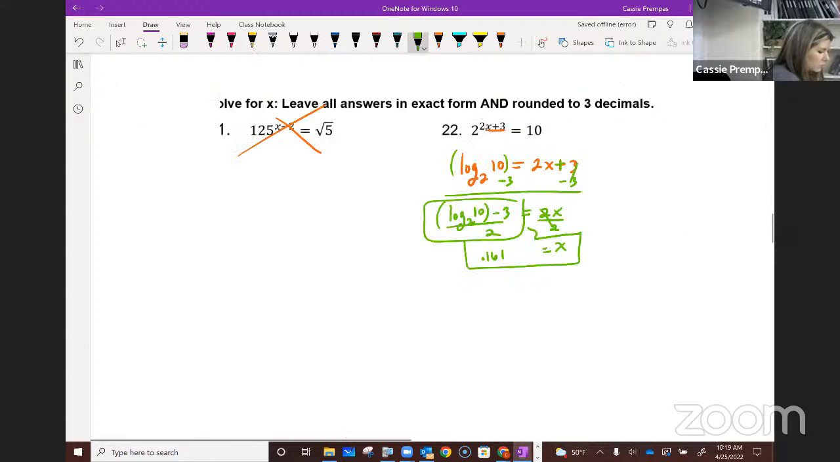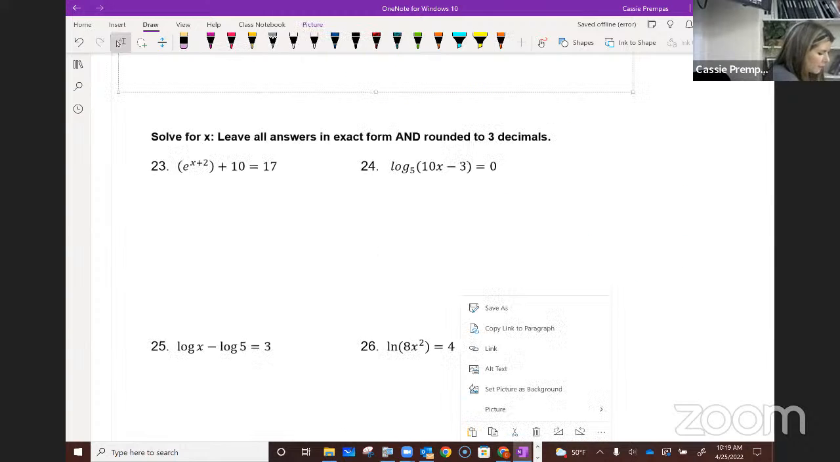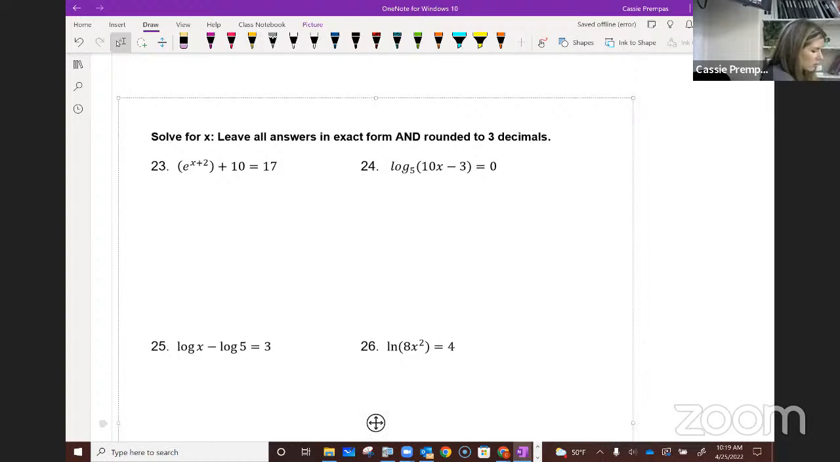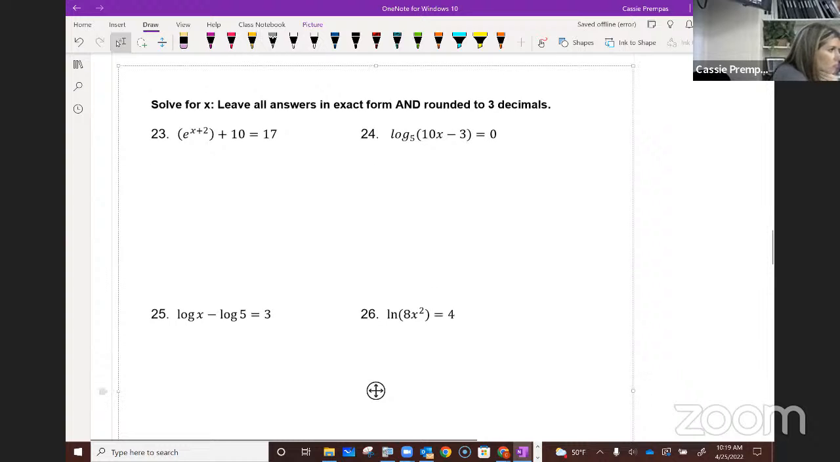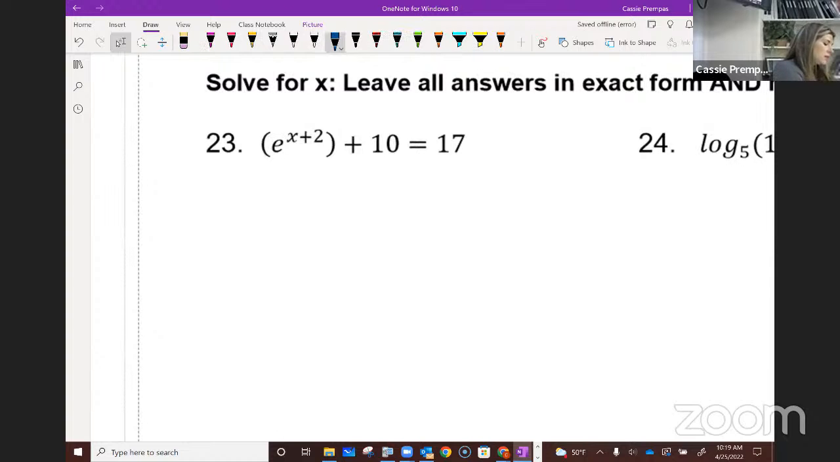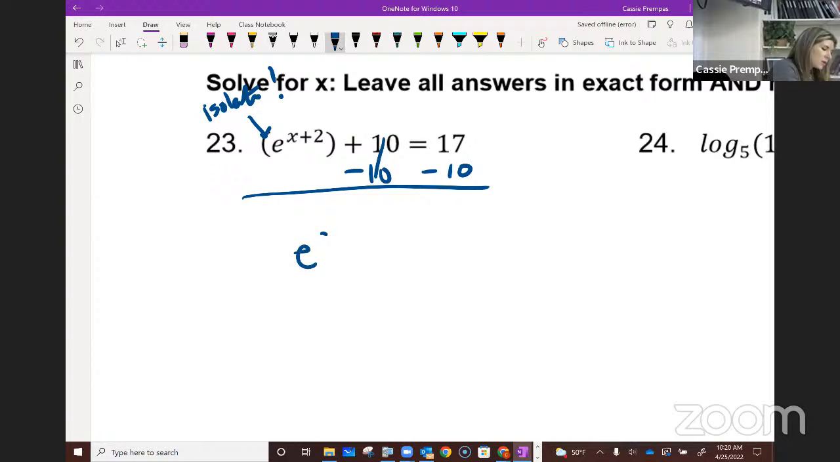Okay, on to a few more. Number 23, we have a similar situation, but I have to isolate the base before I can convert it. So number 23, which one's the base? E, I have to isolate that first. So basically get the e to the x plus 2 by itself. So I'm going to subtract 10, giving me e to the x plus 2 is equal to 7.